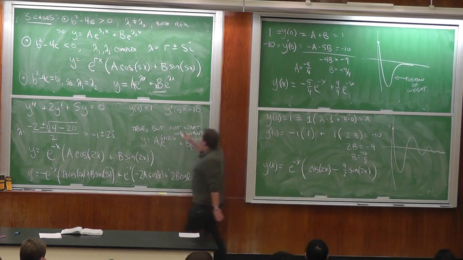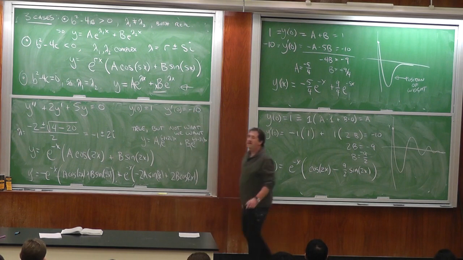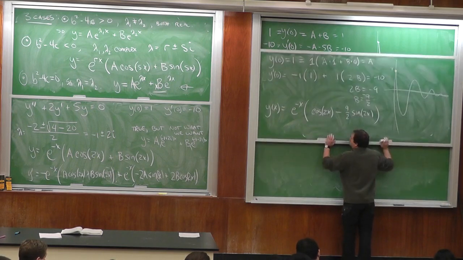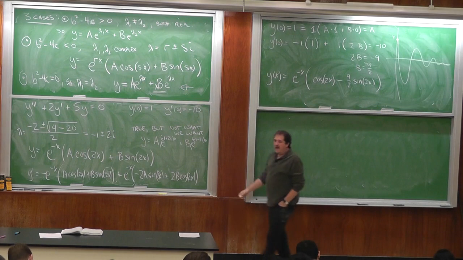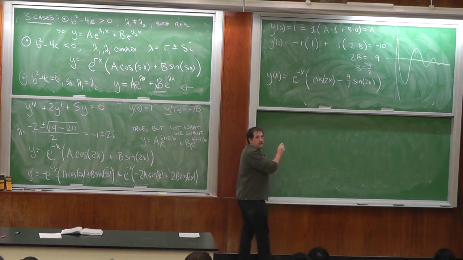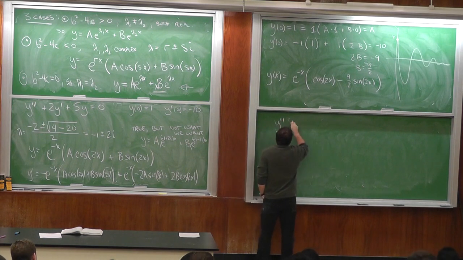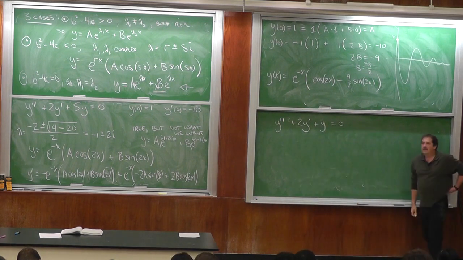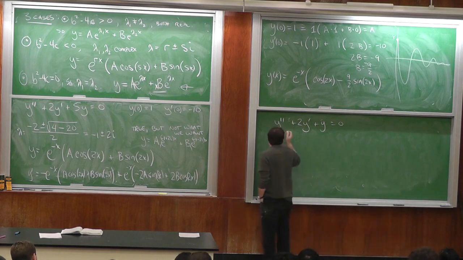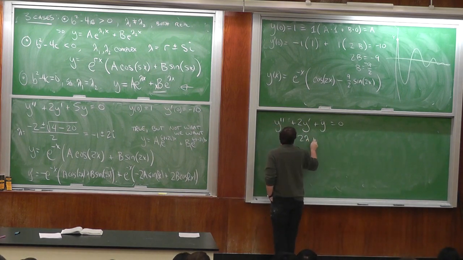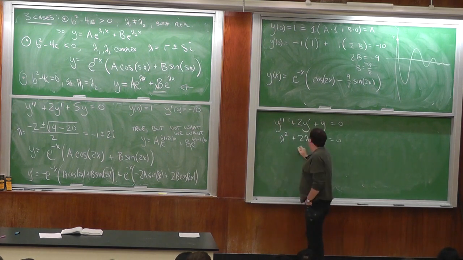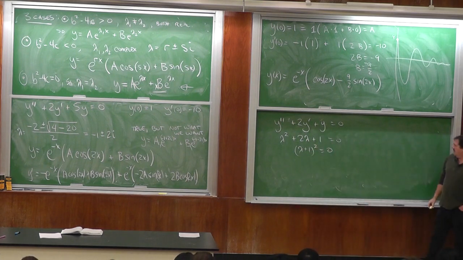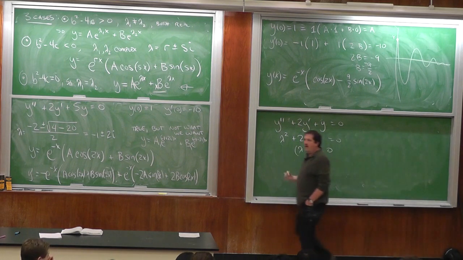Okay. So we have this last case here, where the root is a double root. So that would be something like y double prime plus 2y prime plus y equals 0. So in this case, we get lambda squared plus 2 lambda plus 1 is 0. So lambda plus 1 squared is 0. Right? Did I factor right? Yes. So that means lambda is minus 1, but twice.